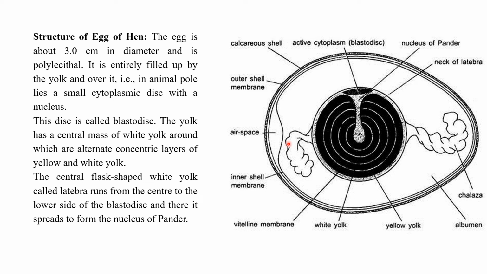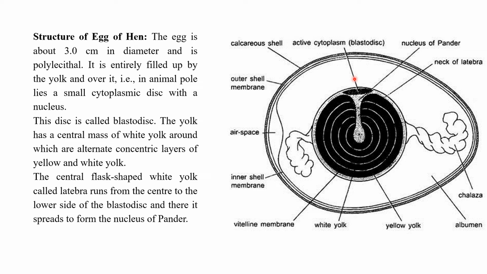It is entirely filled up by the yolk, and over it in the animal pole lies a small cytoplasmic disc with a nucleus, and this is the active region. You can see here a small disc-like structure is present, and this is the one which gives rise to the whole embryo in the future. So this disc is called blastodisc. The yolk has a central mass of white yolk, around which are alternate concentric layers of yellow and white yolk.